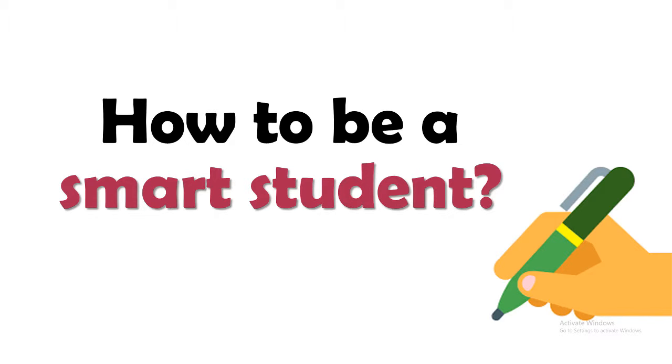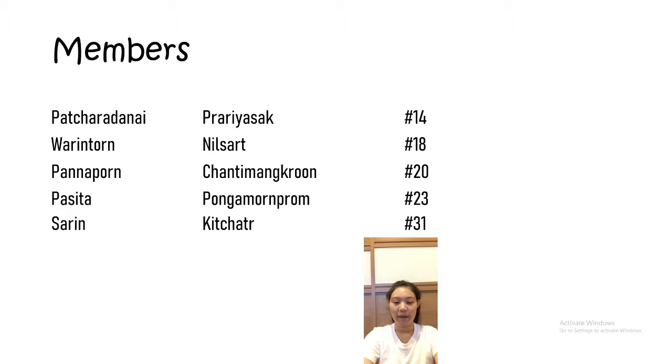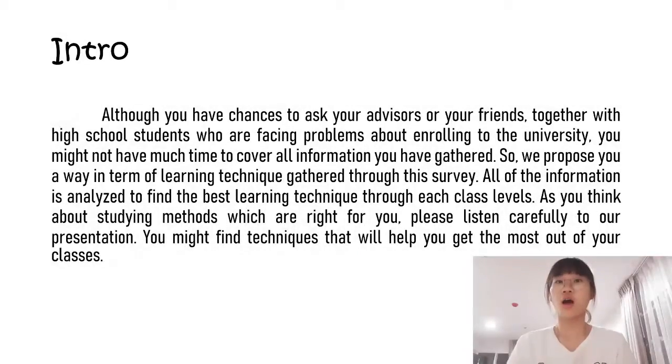How to be a smart student. Members are Pacharadanai Paliyasak number 14, Walinthorn Insat number 18, Panapon Jantimangkul number 20, Pasita Pongamon number 23, and Salin Chatkit number 31.